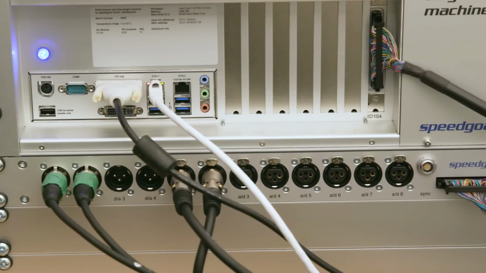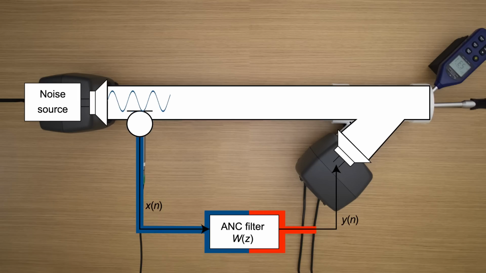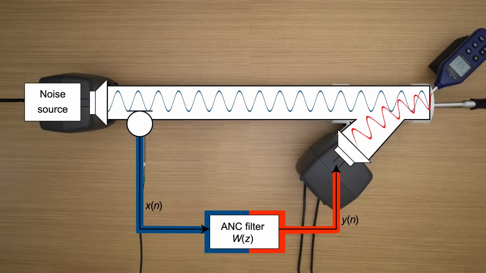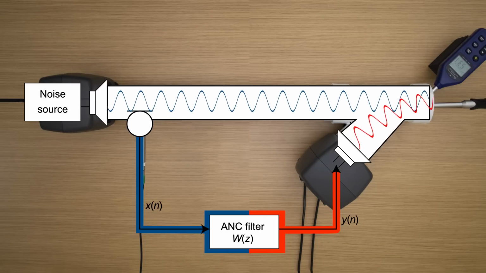The Speedgoat can be equipped with the necessary A to D and D to A converters to get the audio in and out of the machine with very low latency. In fact, with this solution, the total latency is 2 samples. If we use an 8 kHz sampling rate, that's a quarter of a millisecond. We can make our Simulink model run on the Speedgoat hardware with a few simple modifications.